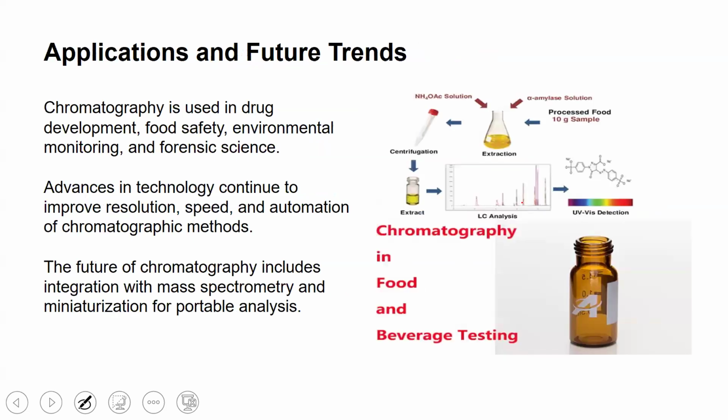So what are the applications and future trends? Chromatography is used in drug development, food safety, environmental monitoring, and forensic science. Advances in technology continue to improve the resolution, speed, and automation of chromatographic methods. The future of chromatography includes integration with mass spectrometry and miniaturization for portable analysis. So these are the applications of these chromatographic techniques.